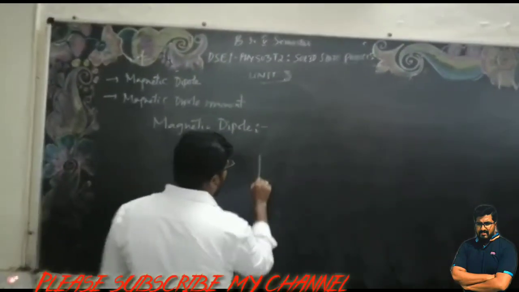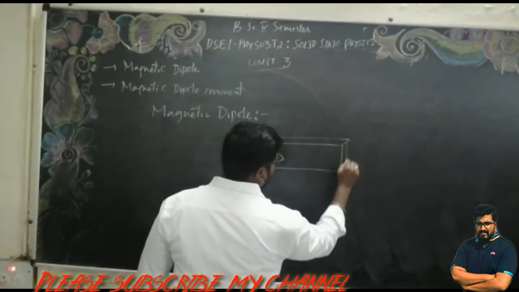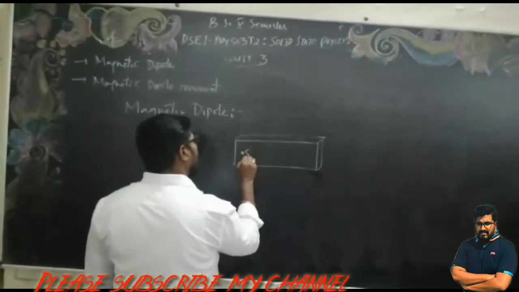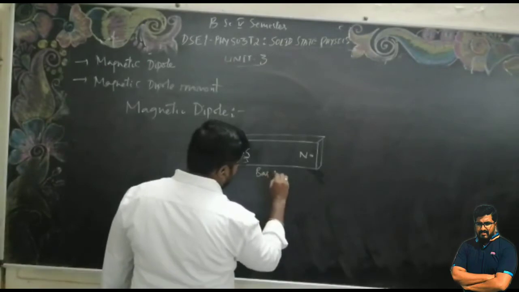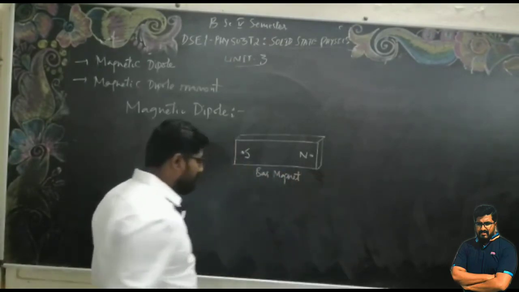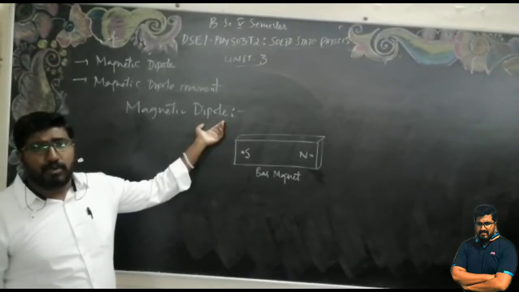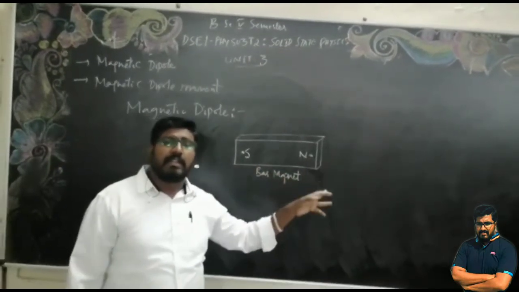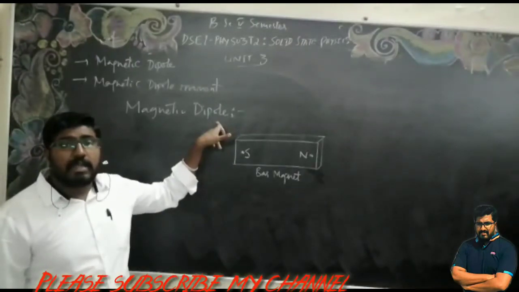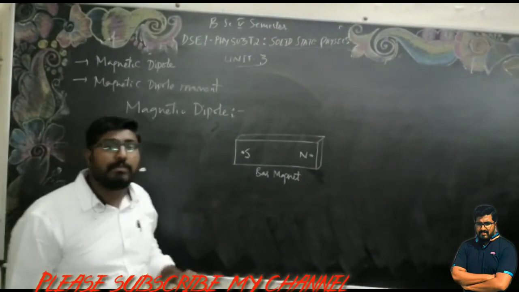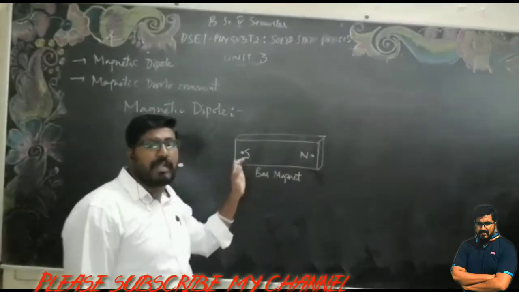If I consider a bar magnet, this is our south and this is our north pole. This is our bar magnet. What do you mean by the magnetic dipole? The name itself suggests dipole, that means it has two poles. In a magnet, it always exists with two poles, that is what we call a dipole. And in magnets no monopole exists, that we have learned in the properties of magnets. So in the case of a bar magnet, we have two poles, south and north.